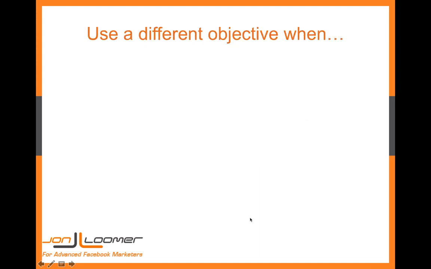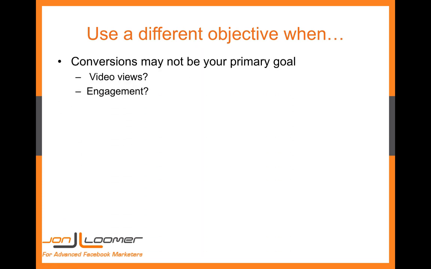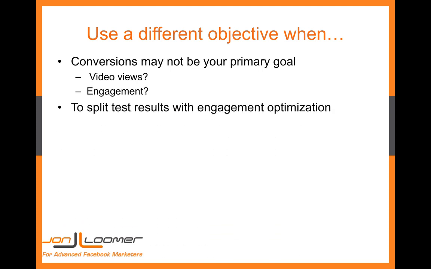One thing you can't do with that split testing is compare multiple objectives. So you just have to create separate campaigns in order to do this. But you can use a different objective when conversions may not be your primary goal. So if you want to do video views or engagement, for example, or you just want to try something different, you can split test results with engagement optimization.